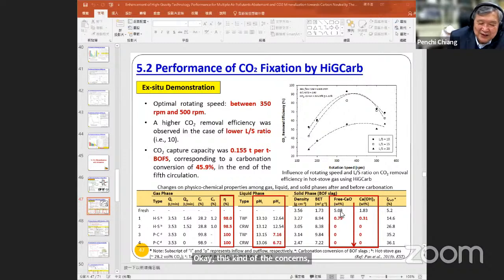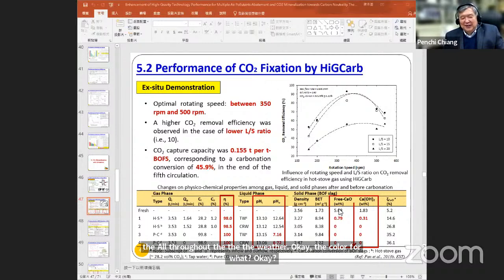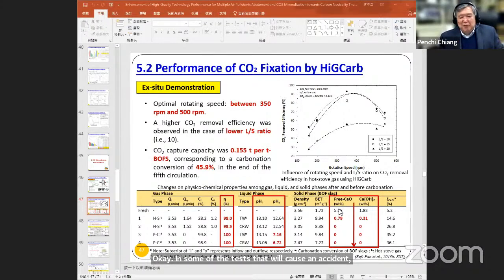if we put on the load and then throughout the weather, called weathering, it is very effective, and then the road will not be smooth. In some cases, that will cause an accident because the free CaO still occurs in the pavement, in the construction material. That would be very dangerous for security concerns.